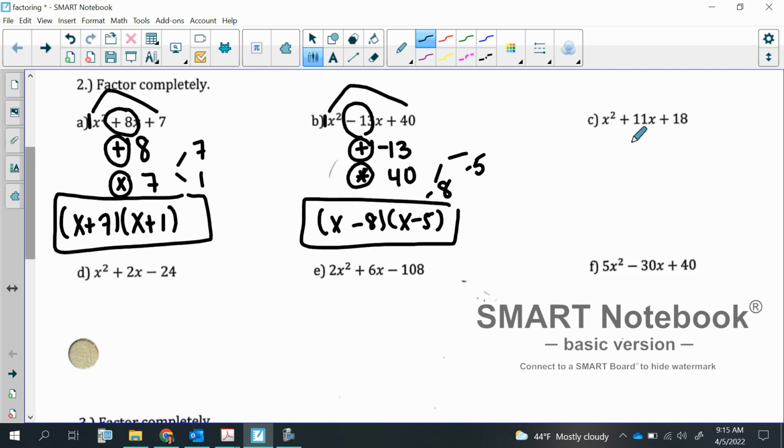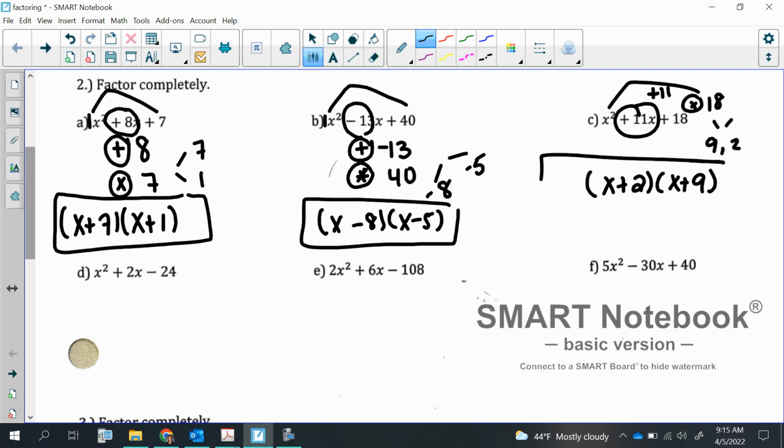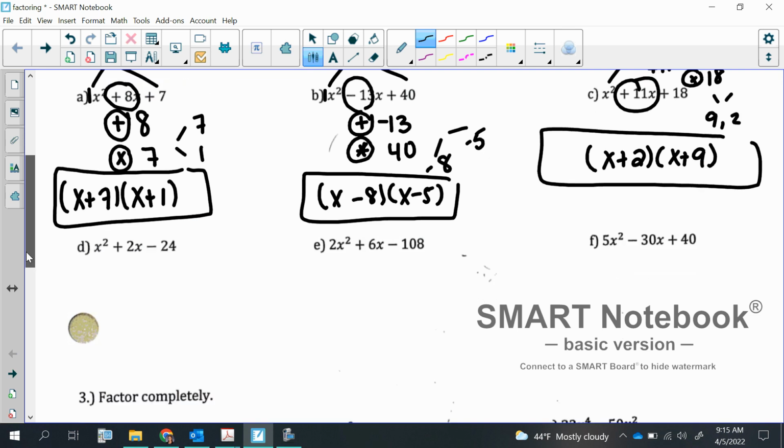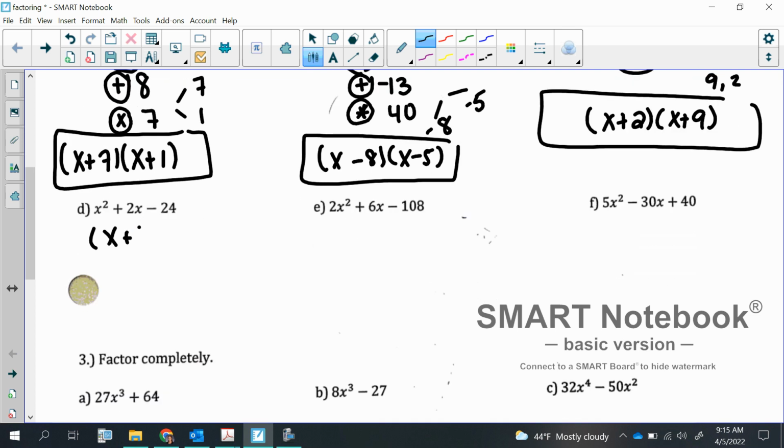Okay, so if you do the same thing for x squared plus 11x plus 18, adds to 11, multiplies to the first times the last, 1 times 18, so 18. Those two numbers are 9 and 2, so x plus 2, x plus 9. And it doesn't matter if you do x plus 9 times x plus 2 or x plus 2 times x plus 9. It does not matter. And then if you do the same thing for d, you will end up getting x plus 6, x minus 4. And you can always check yourself by foiling it back out, see if you get the original.